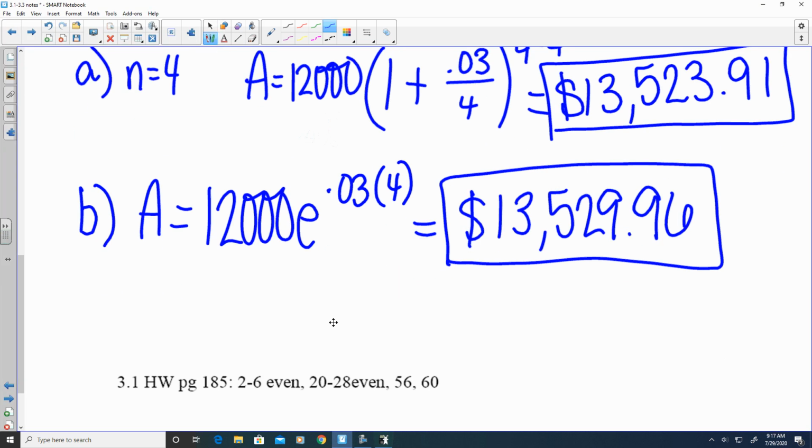And down here are the homework questions for section 3.1 on exponential growth.